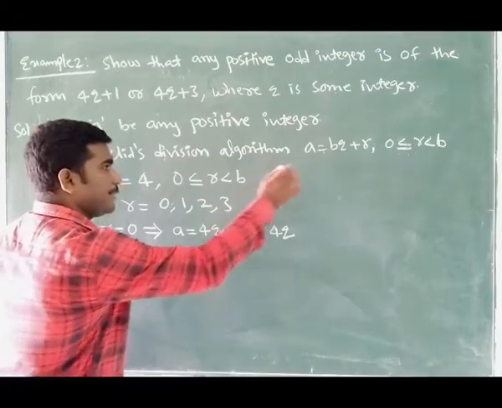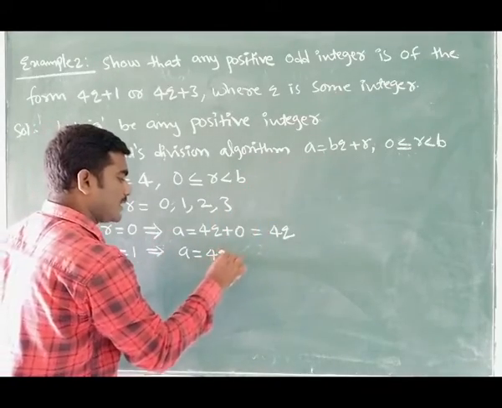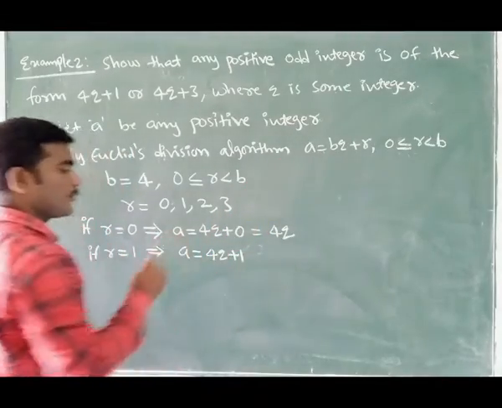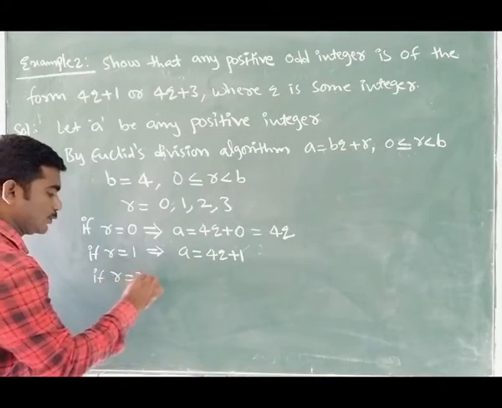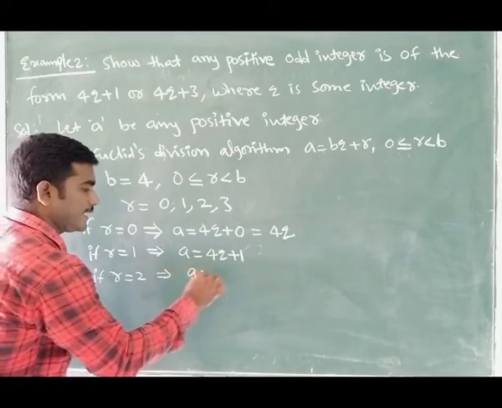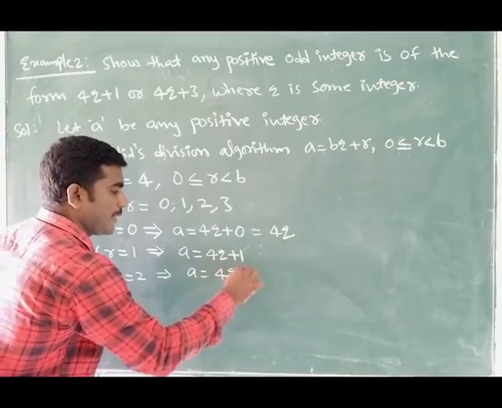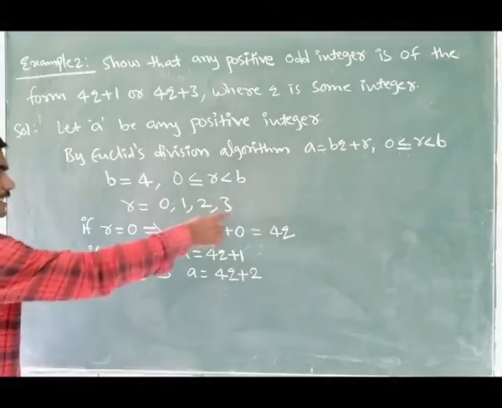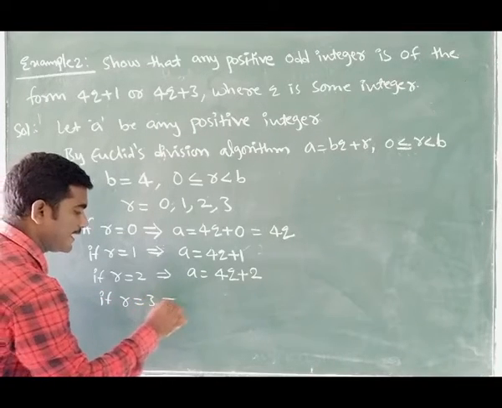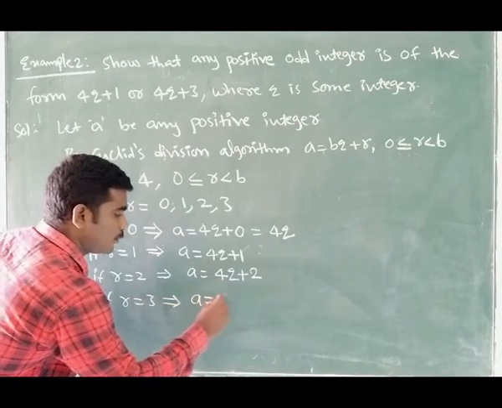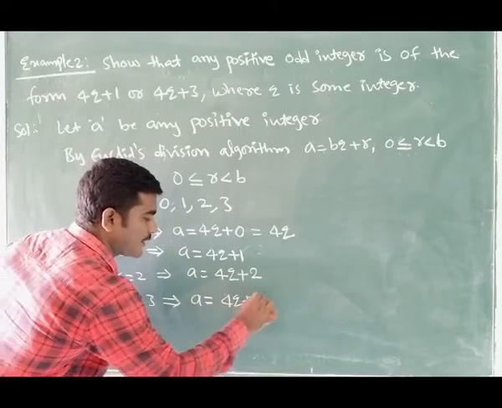Substitute this in A = BQ + R. Here the R value is 1, so it is 4Q plus 1. Next, if R is equal to 2, then A is equal to 4Q plus 2. Next, last one, R is equal to 3. If R is equal to 3, then A is equal to 4Q plus 3.